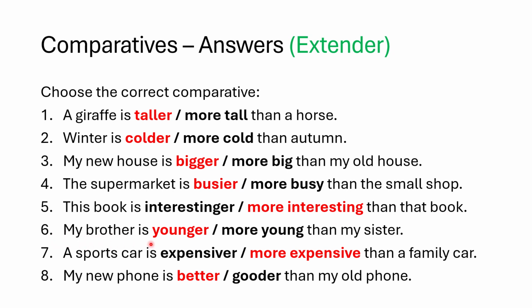6. My brother is younger than my sister. 7. A sports car is more expensive than a family car. 8. My new phone is better than my old phone.